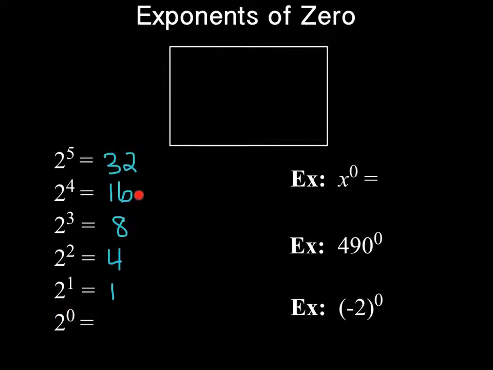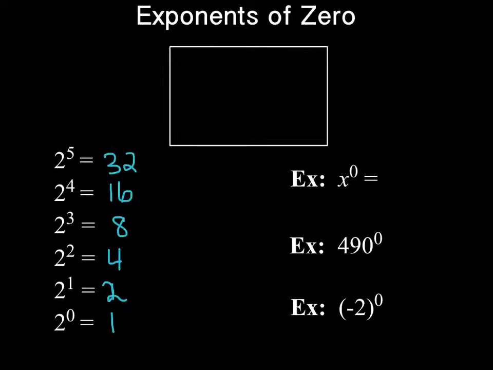32 divided by 2 is 16. Divided by 2 is 8. Divided by 2 is 4. Divided by 2 is, sorry, it should have been a 2. 2 to the 1st is 2. Divided by 2 is 1. But that's just a pattern.